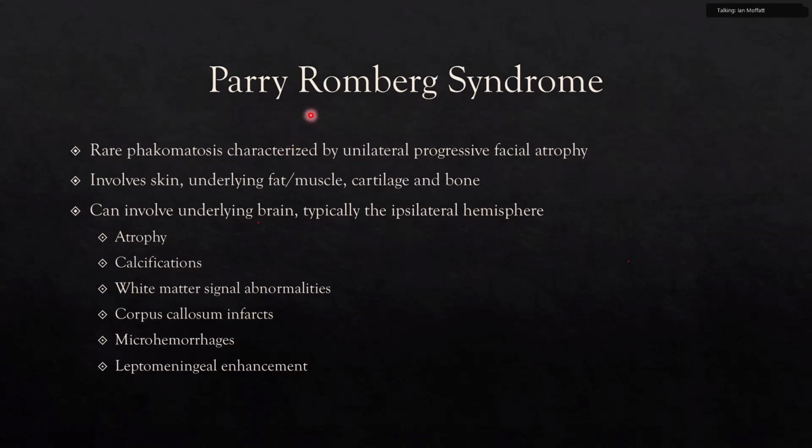Parry-Romberg syndrome. So this is another rare phakomatosis with unilateral progressive facial atrophy. Typically involves the skin, then underlying fat and muscle, cartilage, and bone. Can involve the underlying brain, typically the ipsilateral hemisphere. You get atrophy, calcifications, white matter signal abnormalities, corpus callosum infarcts, microhemorrhages, and leptomeningeal enhancement.